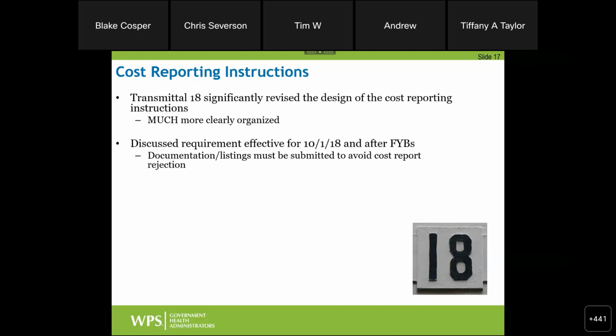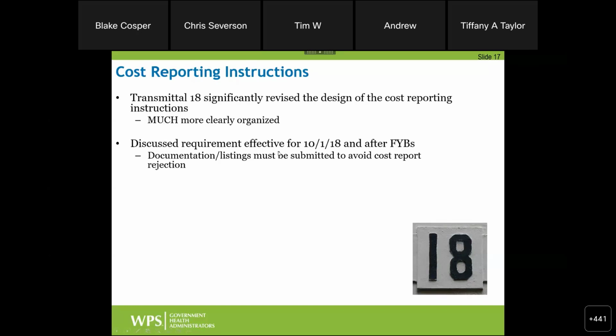And let's see here, the cost reporting instructions. So this is the little bit of time I'm going to spend on this Transmittal 18 discussion. Although when we show the cost reporting instructions, even though the ones prior to 10.1.18 are still the same basic instructions, they've really done a pretty good job of cleaning up the formatting and making it much easier to understand. So we'll see that in just a bit.